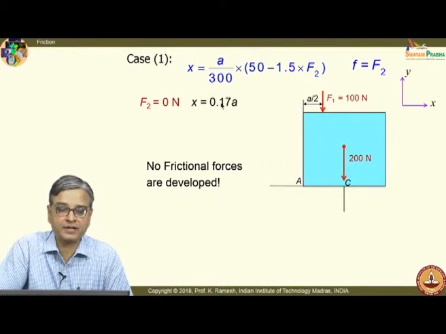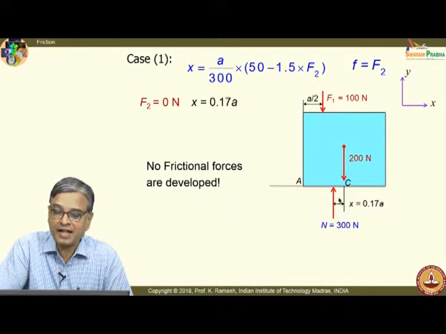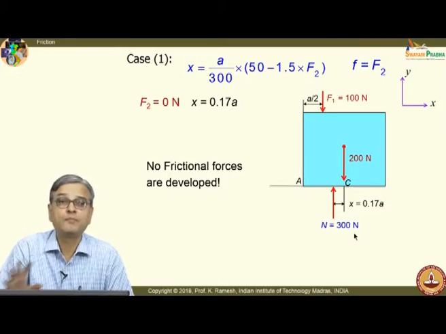Suppose I have this expression for x, I can find the distance x, which turns out to be 0.17a, and your normal reaction will act only at this point. It will not pass through the centroid, and this balances the moment equilibrium of the block. So, it is always determined from the moment equilibrium equation.